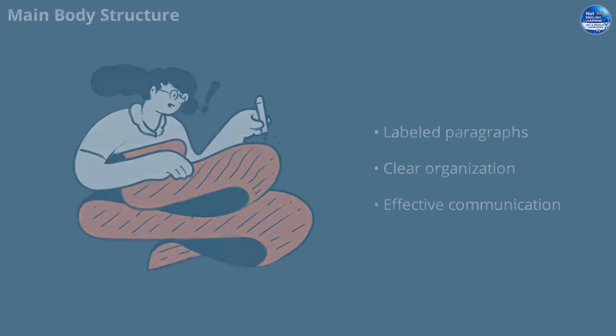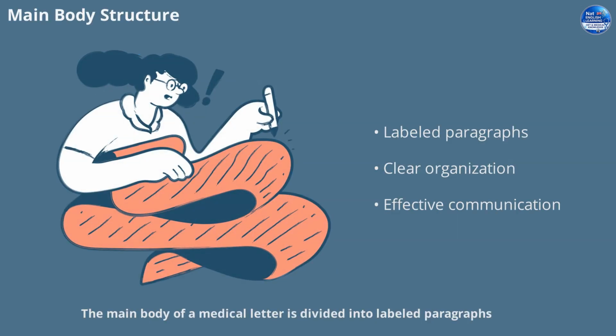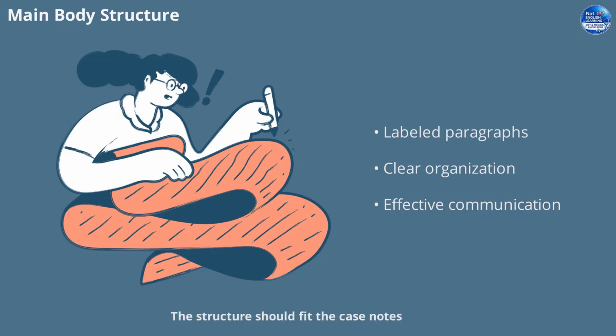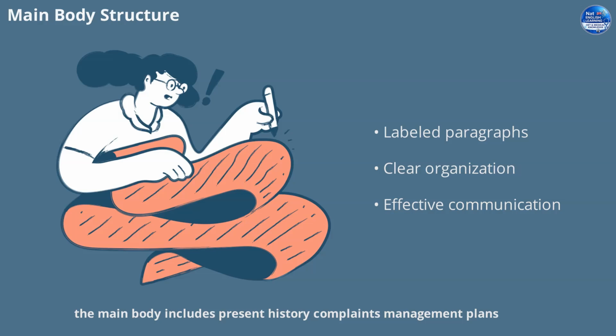The main body of a medical letter is divided into labeled paragraphs, each addressing specific aspects of the patient's history and current situation. The structure should fit the case notes provided in the exam or clinical scenario. Typically, the main body includes present history, complaints, management plans, and any special requirements. Organizing the main body clearly ensures that all relevant information is communicated effectively.